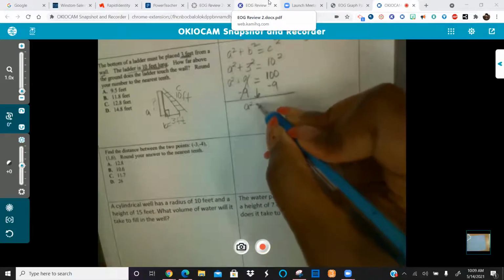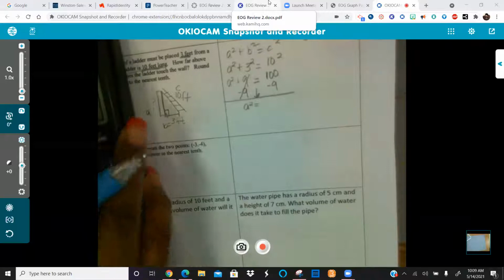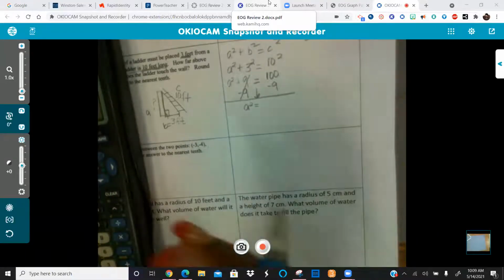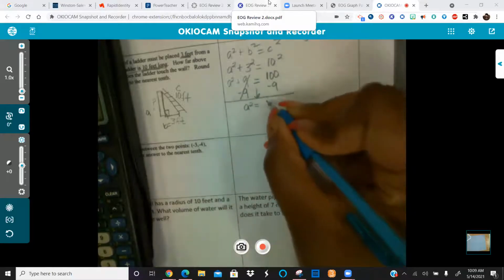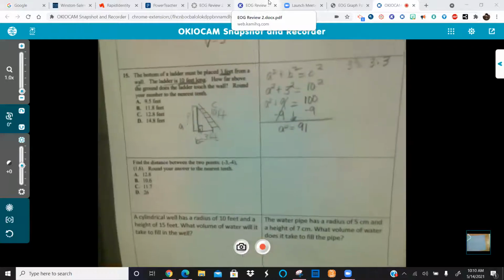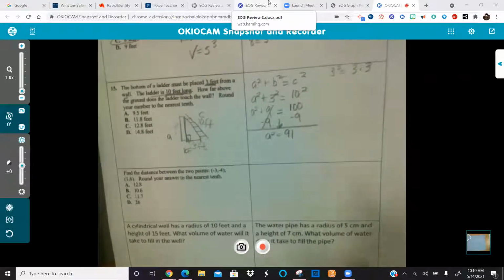Bring down your equal sign. So now we're going to type in 100 minus 9. What's 100 minus 9? 91. Now in the end, we've got to get rid of the squared. So what do we do to get rid of the squared?